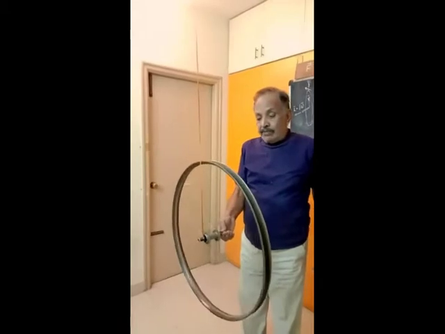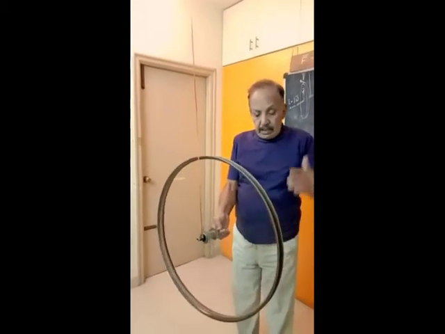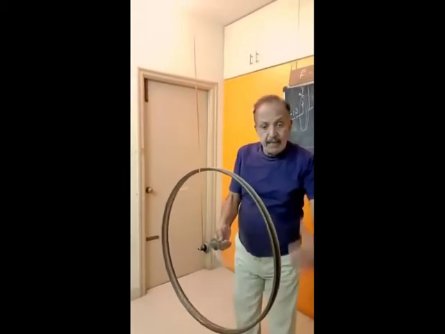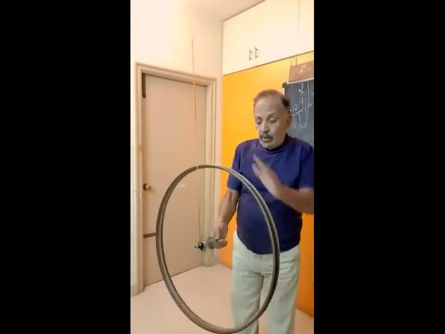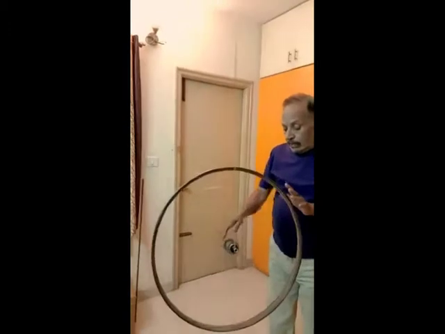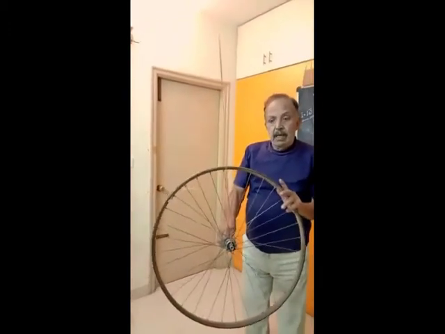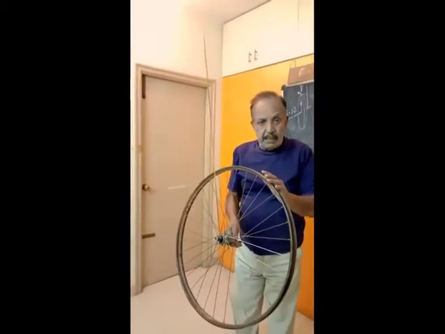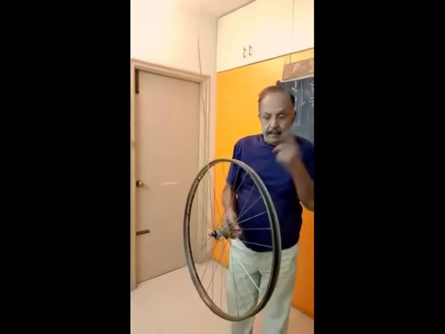One consequence of this is the cycle wheel rotates in the same plane. As you can see, when it rotates fast, it is in the same plane. Now, this explains how the planets around the sun are going in a plane.